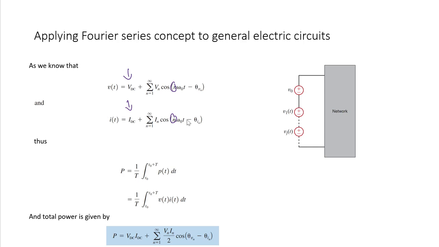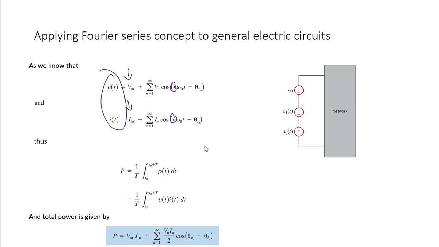So n omega naught means 1 omega naught, 2 omega naught. It can have all the terms 1, 2, 3, 4, 5. It can have odd terms or it can have even terms. So it depends upon the signal and its structure, which are dealt with in odd, even, symmetry, etc. Okay, so by multiplying these two things, we will get the power.